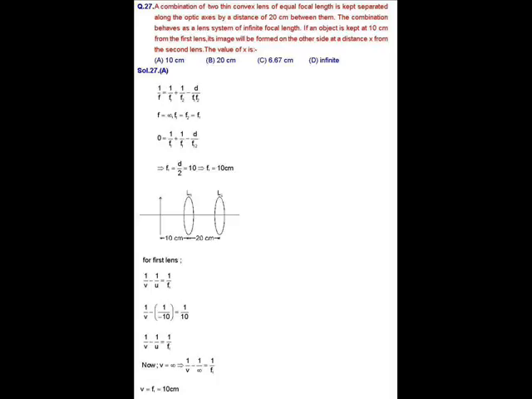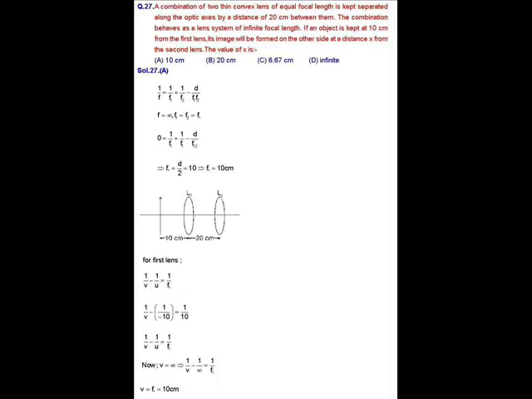According to the question, the combination behaves as a lens system of infinite focal length, or f equals infinite, and given that f1 equals f2, or same lenses, so 1 by infinity equals 1 by f1 plus 1 by f1 minus d divided by f1 square. That implies f1 equals d by 2, that is equal to 10. So f1 equals 10 centimeter, or the focal length of the first and second lens is the same, and that is equal to 10 centimeter.